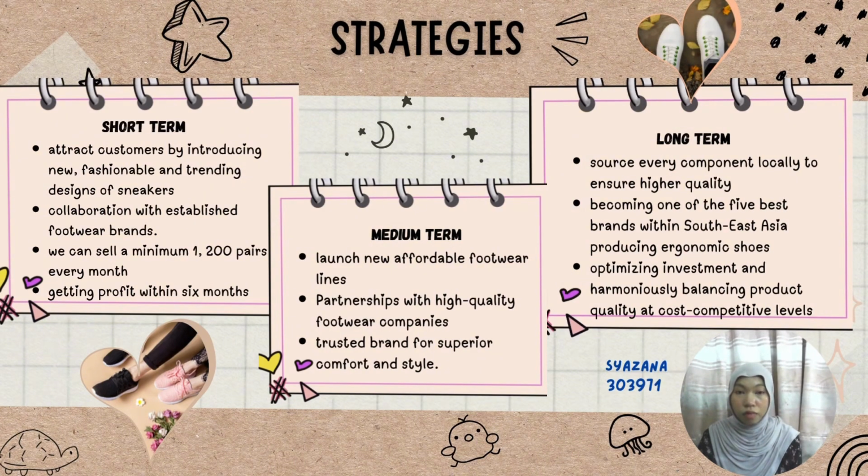In this way, we can sell a minimum of 1,200 pairs every month and get profit within 6 months through great product and market campaigns. For medium term, Soulmakers company plans to launch new affordable footwear lines that meet customer requirements to improve the quality and reputation of Soulmakers.